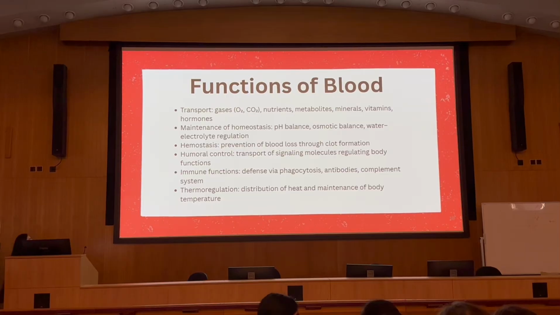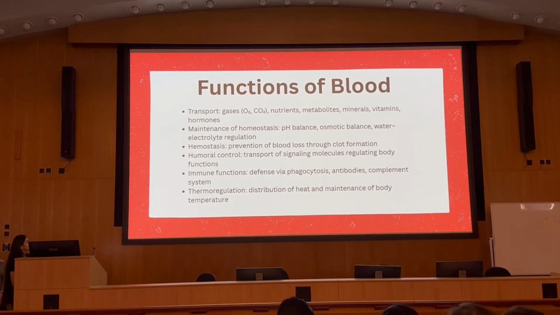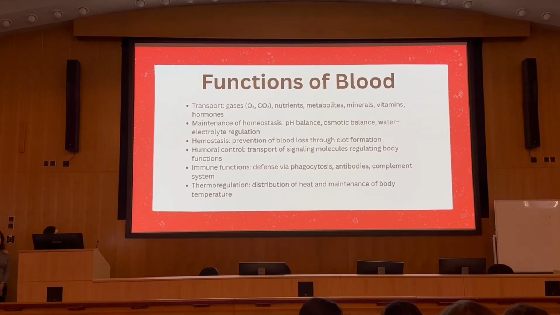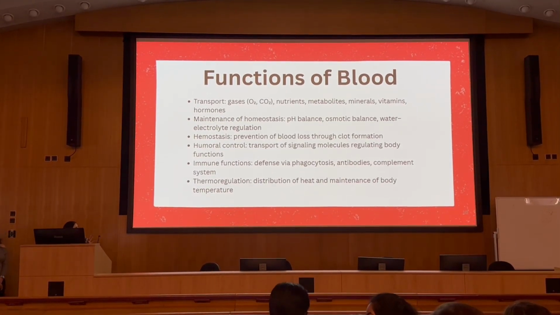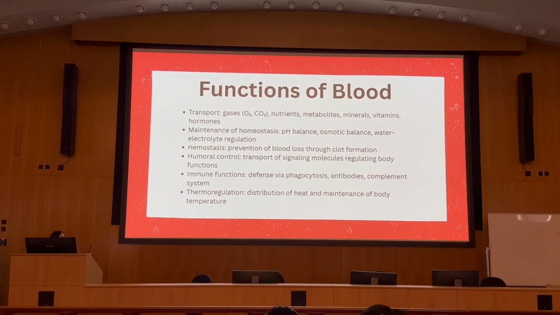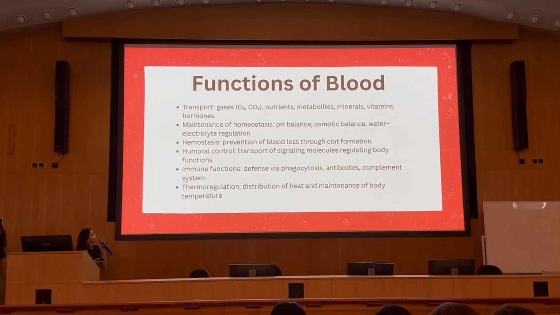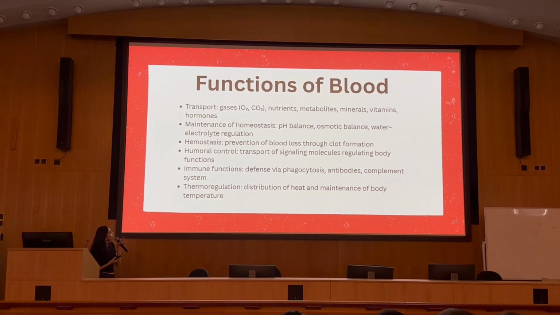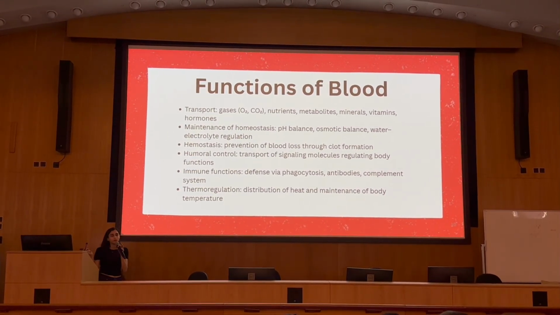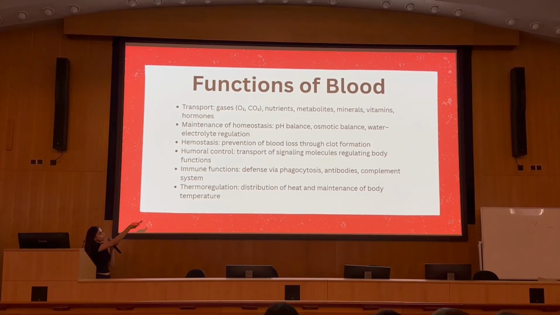So guys, I'm going to be explaining functions of blood. The most basic function is transport of gases. So it transports oxygen, carbon dioxide, and other gases from the tissues to the lungs, and the lungs to the tissues. Then we have maintenance of homeostasis, which was explained by her earlier, and that's pH balance, osmotic balance.